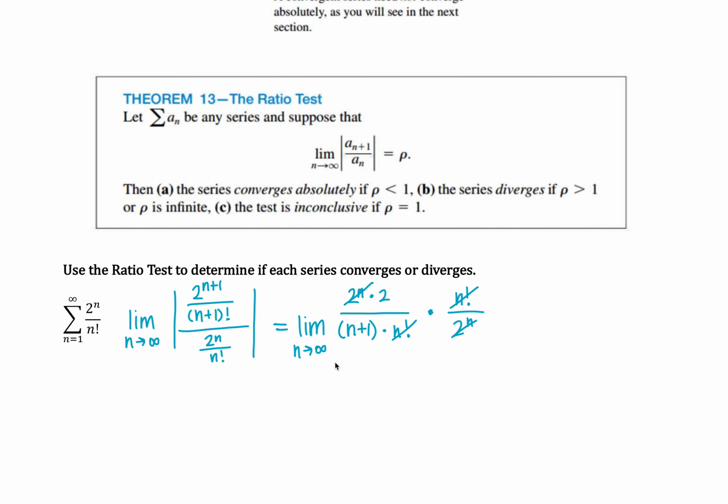The limit as n goes to infinity is going to be 2 over infinity, which is 0. So in this case, rho is equal to 0. Well, that's definitely less than 1, so the series converges absolutely. And since the series converges absolutely, it also converges.